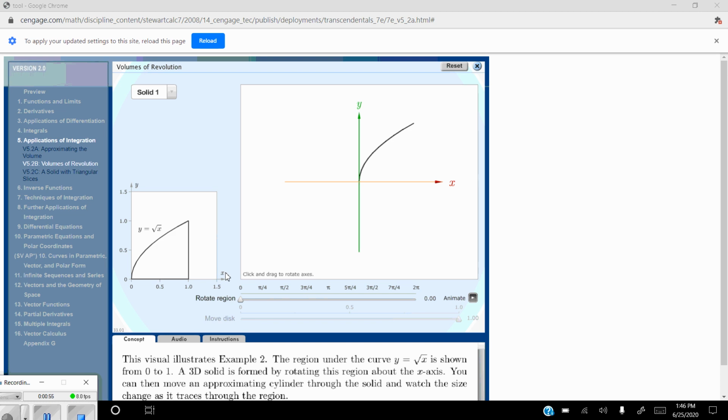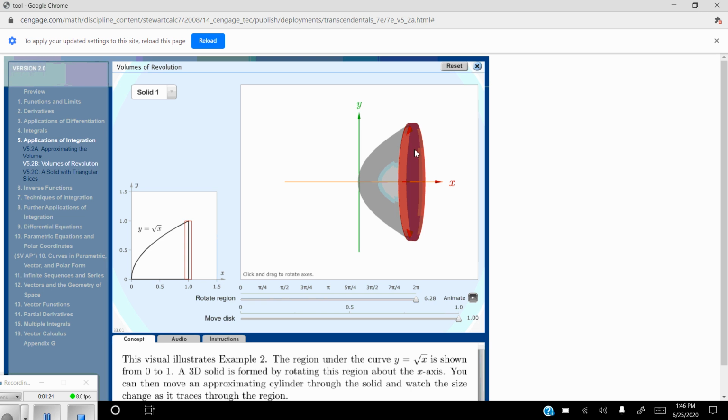Okay, so here we have just a very simple function, y equals the square root of x, and the bigger sketch of it is over here, and this is where we're going to actually show the rotation. So if we take y equals the square root of x, going from x equals 0 to x equals 1, and we rotate this around the x-axis, we can push the little animate button here and watch it rotate itself around the x-axis, like so.